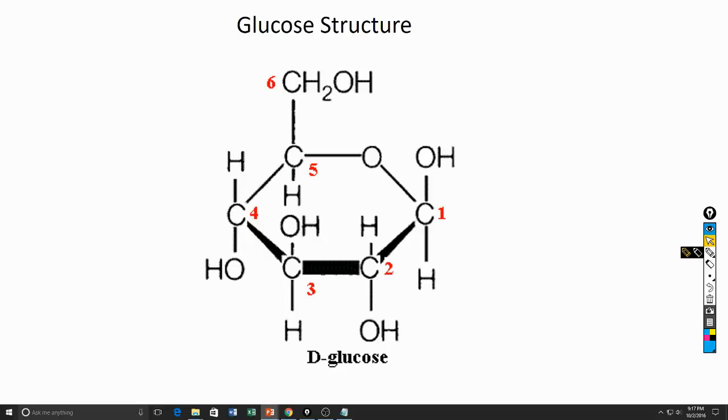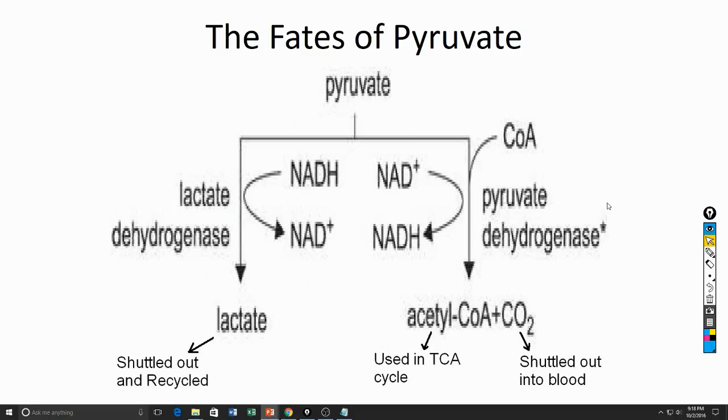But this is what glucose looks like, or D-glucose, which is the form of glucose in humans anyway. There are different ways this molecule can be arranged, but this is what it looks like inside of us. I'm sorry this is a little bit blurry, but it's a good depiction. So let's talk about the fate of pyruvate a little bit.